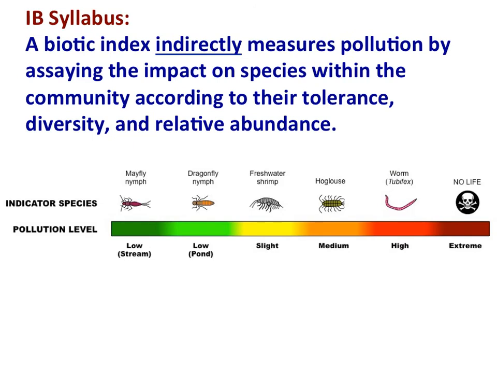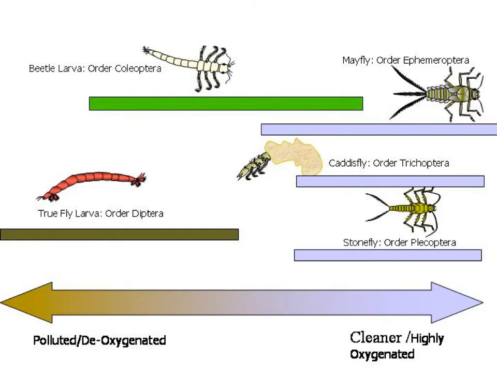The presence or absence of certain species can be quantified or placed on a scale to determine a biotic index. A biotic index indirectly measures pollution by assaying the impact on species within the community according to their tolerance, diversity, and relative abundance. Pay close attention through the next few slides. Species can be given a tolerance rating that can be used to indirectly assess pollution levels.